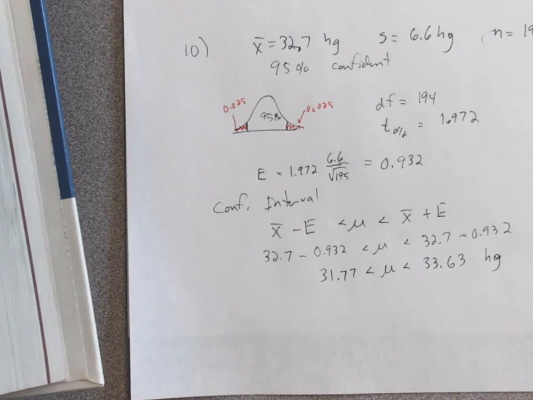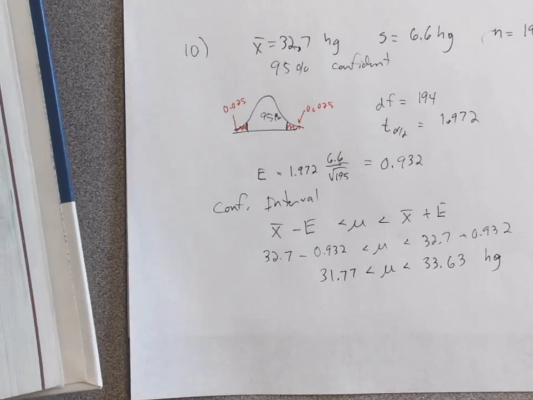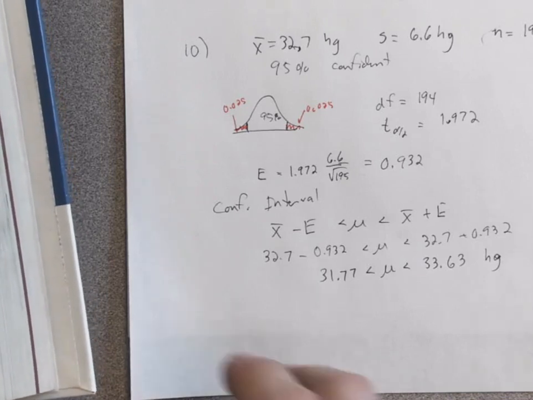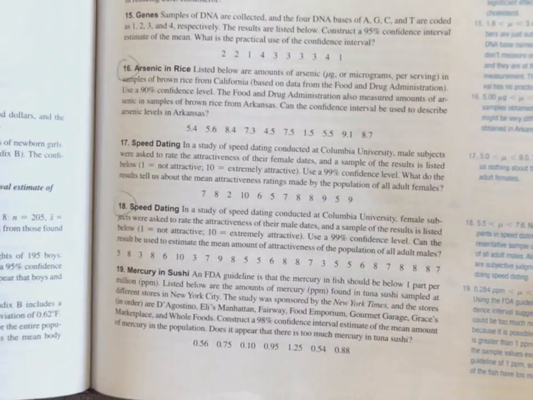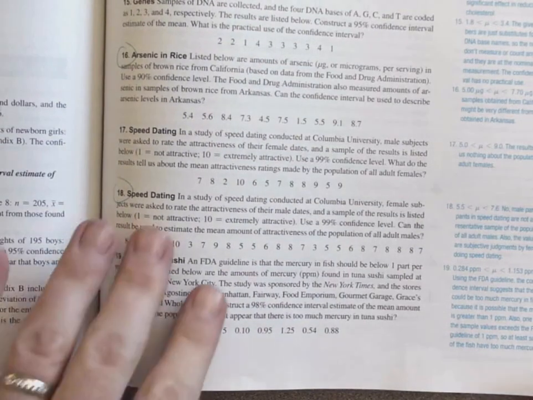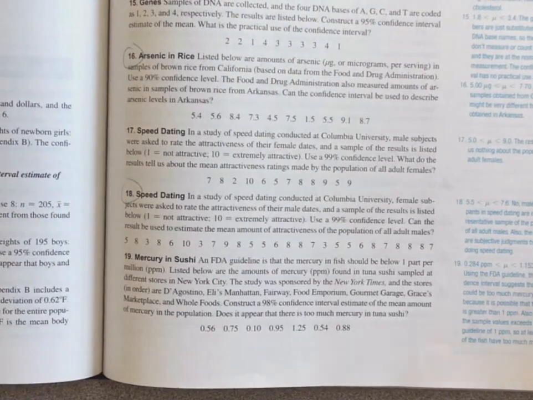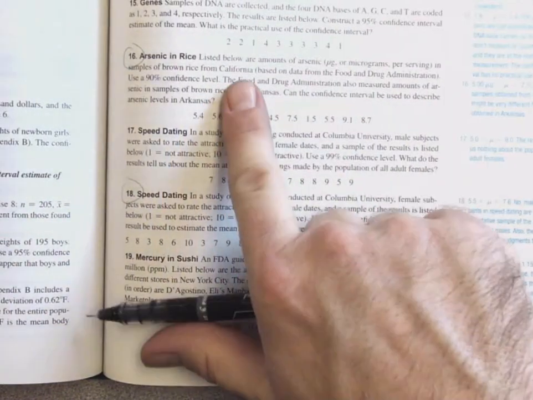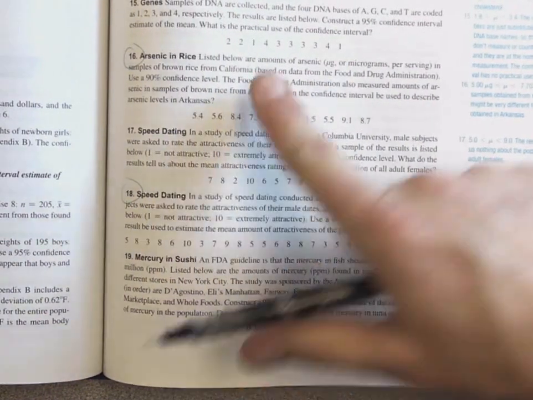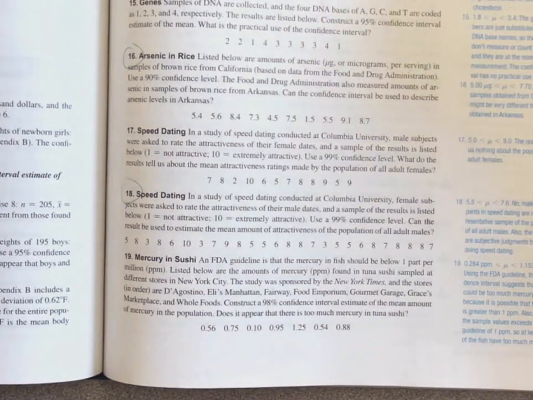So let me do one more from this type of idea, and then we're going to estimate sample size, and that'll be it. So let's do this because it's small. It says listed below are the amounts of arsenic in micrograms per serving in samples of brown rice from California. Can you guys read that at all? Okay, so this is going to be based on the FDA. Use a 90% confidence level.